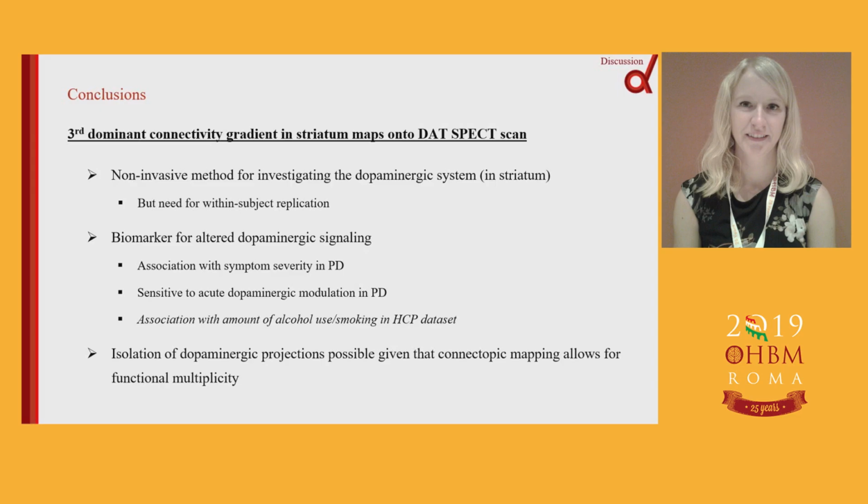And I didn't show the data here, but we have also found an association with the amount of alcohol use and smoking in the Human Connectome Project dataset. So alcohol use and smoking is also associated with alterations in the dopaminergic system, so that's what we would expect. And importantly, it's really the fact that connectopic mapping allows for the detection of multiple overlapping connectivity modes, so it allows for functional multiplicity, that we were able to isolate these dopaminergic projections.